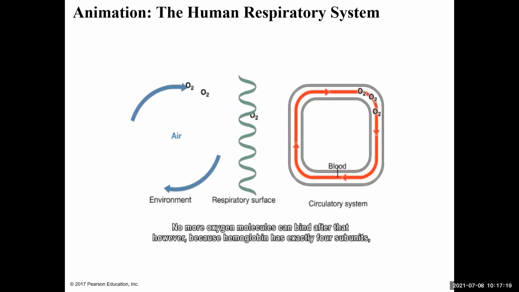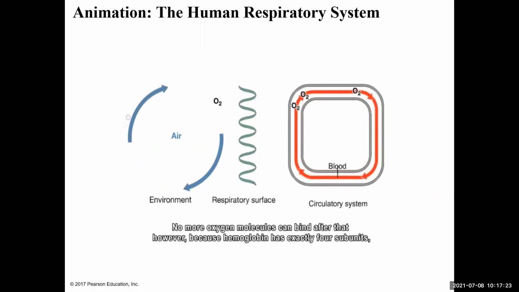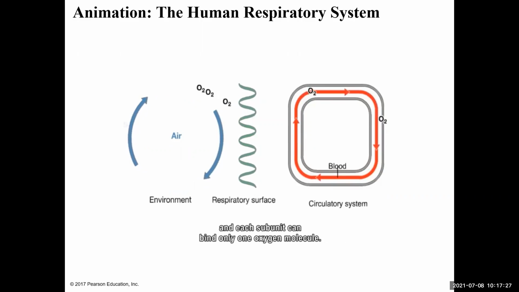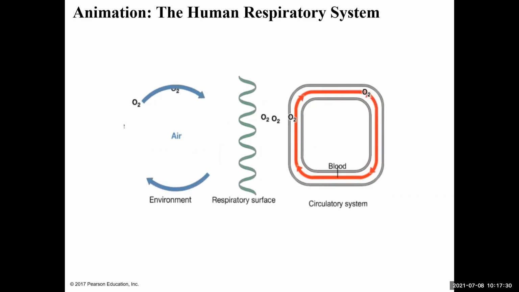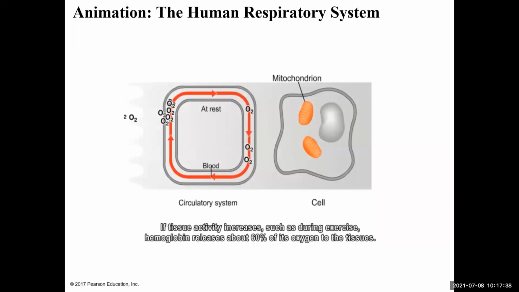No more oxygen molecules can bind after that, however, because hemoglobin has exactly 4 subunits, and each subunit can bind only 1 oxygen molecule. When blood encounters tissues at rest, hemoglobin unloads about 30% of the oxygen it carries to the tissues. If tissue activity increases, such as during exercise, hemoglobin releases about 60% of its oxygen to the tissues.